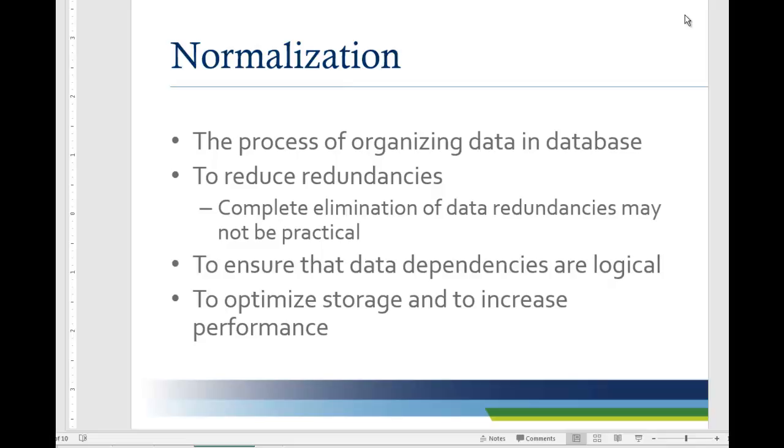The first requirement is that redundancy of data is minimized. I said minimized and not completely eliminated because sometimes it's just not practical to completely remove data redundancies. So we will have some kind of data redundancies, but those redundancies are kept at a minimal level. The second requirement is to ensure that data dependencies are logical. That means that all related data items are stored together.